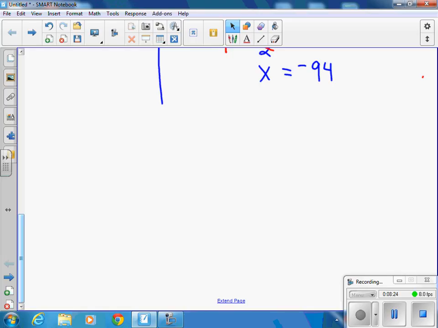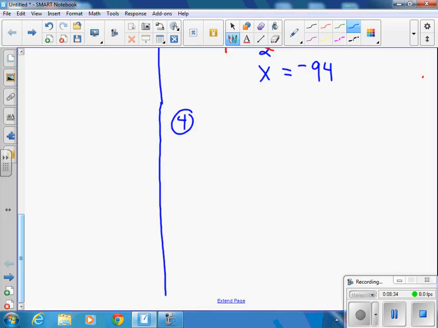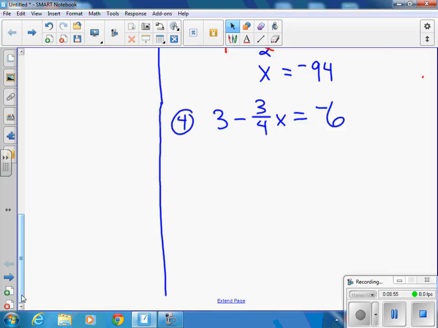Okay, let's say we have this one. We have 3 minus 3/4 x is equal to negative 6. Well, again, I need to get rid of the number that's alone first. The one that's alone is the 3. So I need to subtract 3 from both sides to get rid of the 3, because I'm always doing the inverse operation. Minus 3, and then minus 3 over here.